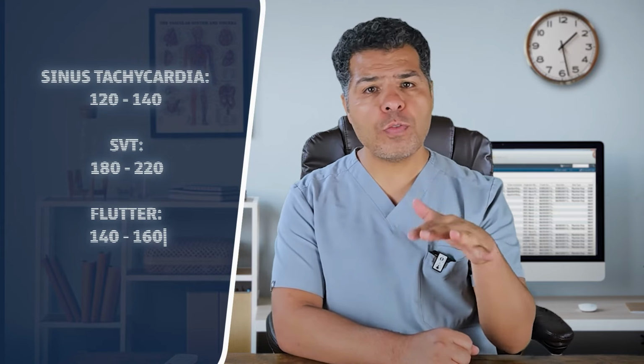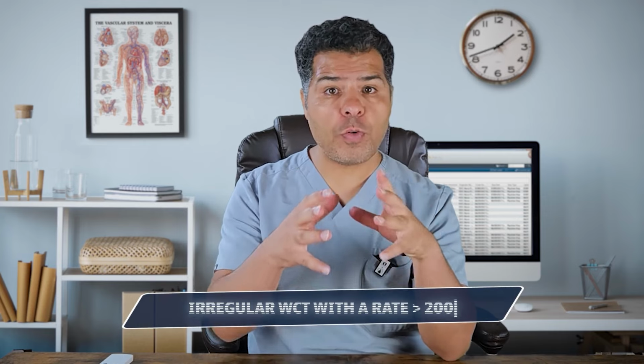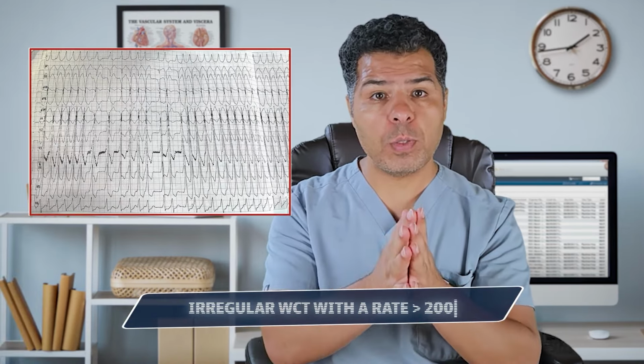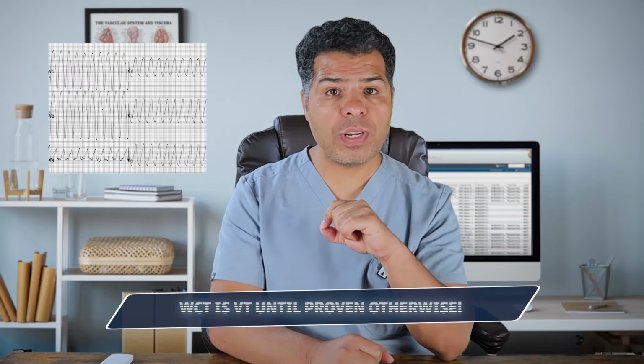Atrial flutter is 140 to 160, so whenever the heart rate remains around 150, this is likely an atrial flutter with a 2 to 1 block. Atrial fibrillation typically ranges between 110 and 180 heart rate. Irregular, remember this, irregular wide complex tachycardia with a rate more than 200 raises the suspicion of atrial fibrillation with WPW. Wide complex tachycardia is VT, ventricular tachycardia, until proven otherwise.